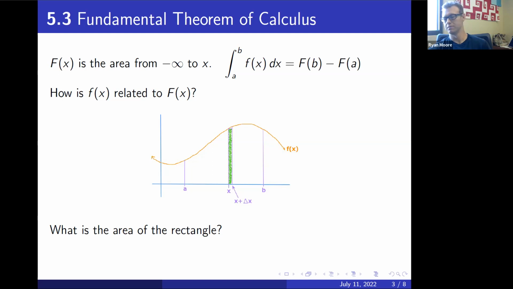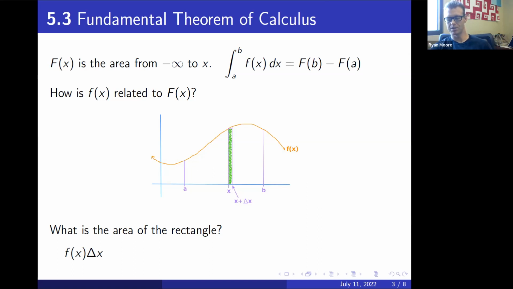You say, oh, well, area is base times height, or height times base, whatever you want to do. The height of that rectangle is f of x, the function value there, multiplied by its width, delta x. So f of x times delta x. Okay, sounds good. Is there a way that we could also represent the area of that rectangle, but in terms of capital F of x? I mean, that would be really nice.